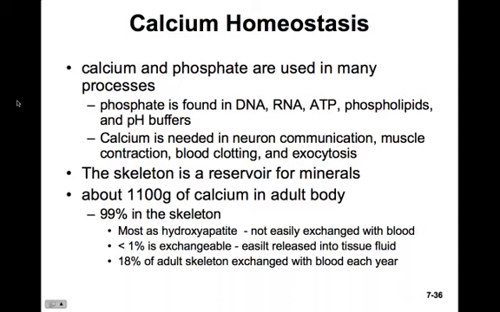In fact, we have over a kilogram of calcium in the adult body. 99% of that is in the skeleton, most of it as that compound called hydroxyapatite. That's calcium and phosphate crystallized together. And it's not very easily exchanged with the blood, except until the osteoclasts will release it. Less than 1% of the calcium in the skeleton is actually exchangeable and easily released into tissue fluid for use.